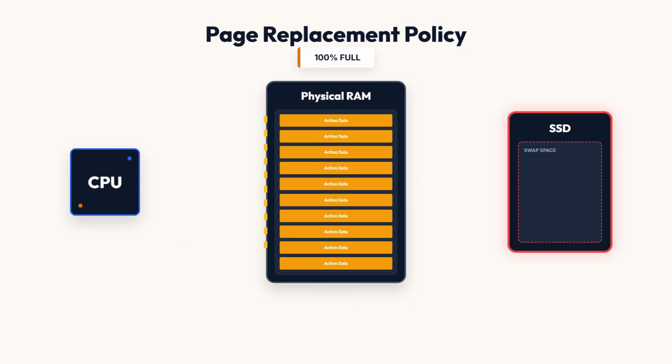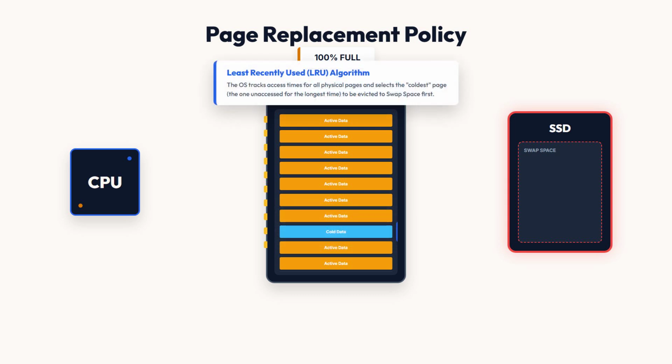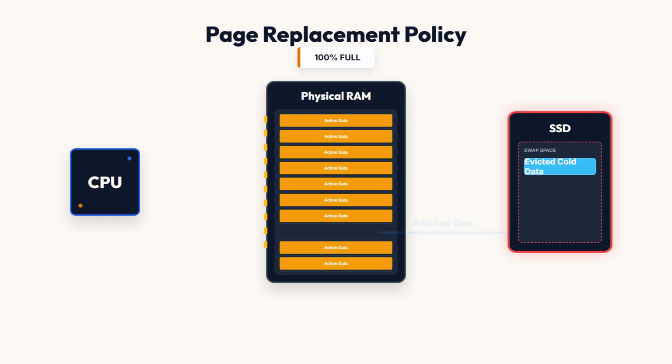But what happens when the RAM is 100% full? To bring the new page in from the disk, the OS has to kick an old page out. This is where we run into replacement policy. The operating system has to look at all the data currently in the RAM and find the pages that haven't been touched in a long time, often using an algorithm called LRU, or least recently used. The OS takes that cold data, evicts it by writing it back to the disk, and hands the newly emptied RAM frame to the active program.